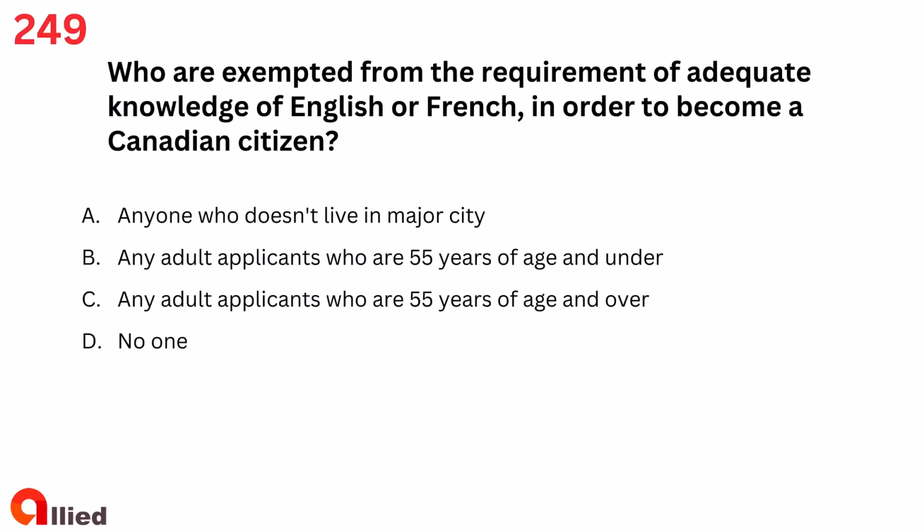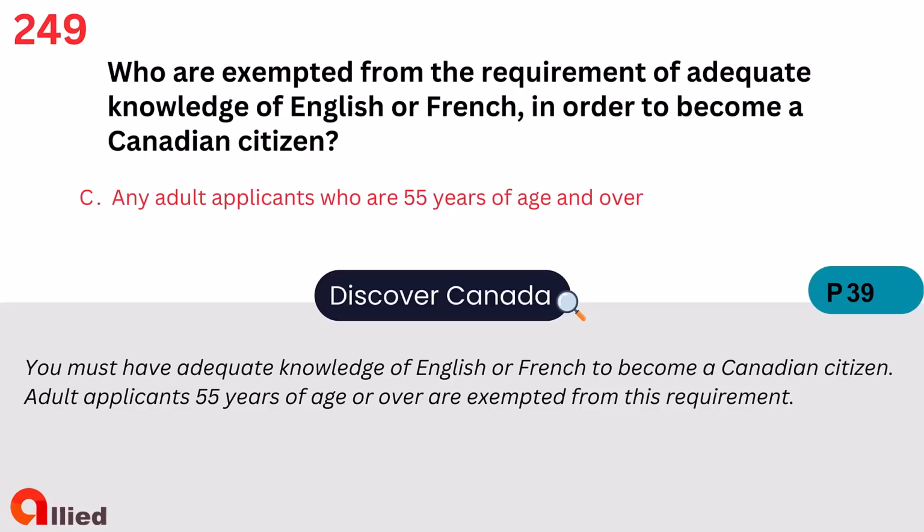Question 249. Who are exempted from the requirement of adequate knowledge of English or French in order to become a Canadian citizen? A. Anyone who doesn't live in major city. B. Any adult applicants who are 55 years of age and under. C. Any adult applicants who are 55 years of age and over. D. No one. The answer is C. Any adult applicants who are 55 years of age and over.